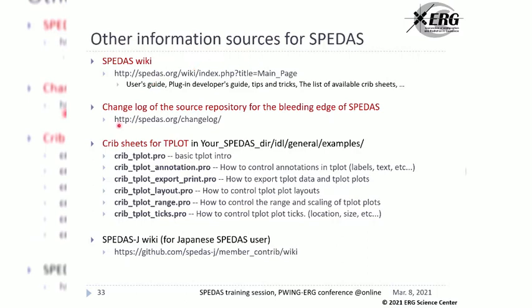And also, we can look at the change log of the source repository for the bleeding edge of SPEDAS on this web page. And there are several crib sheets, the sample scripts for tplot, and the crib sheet is very useful for your analysis. Please look at the following directory. So there are several crib sheets. And for Japanese colleagues, please visit the following wiki page with useful information summarized for SPEDAS.